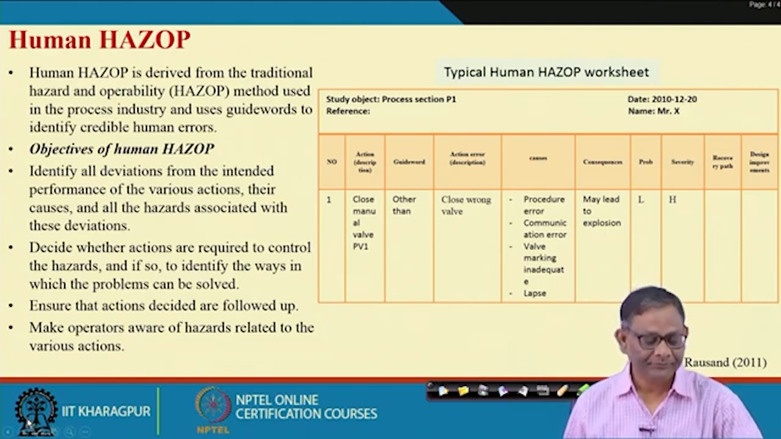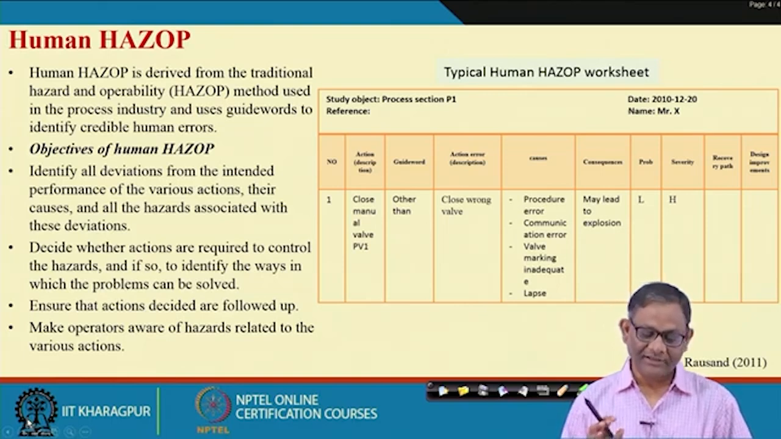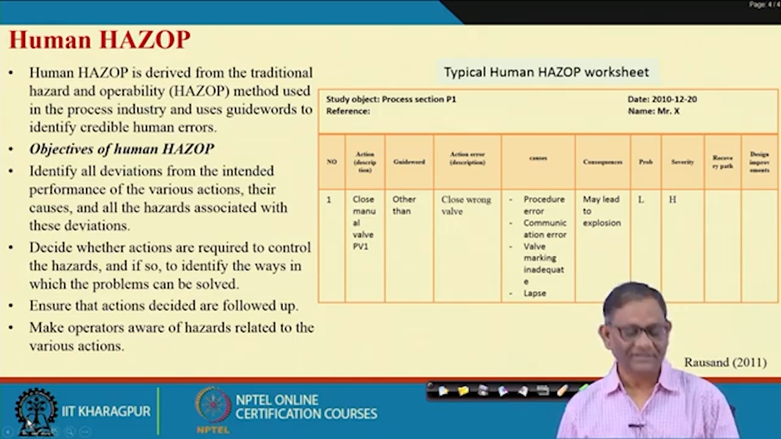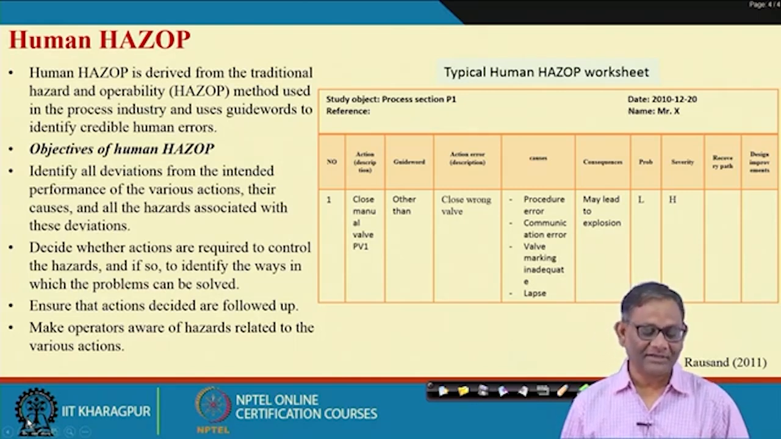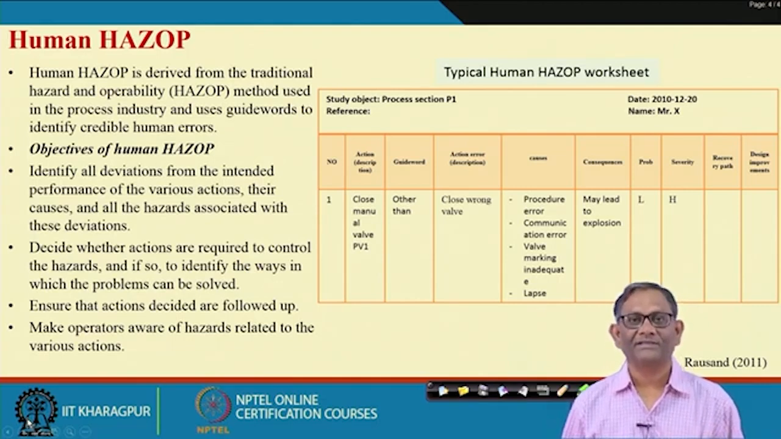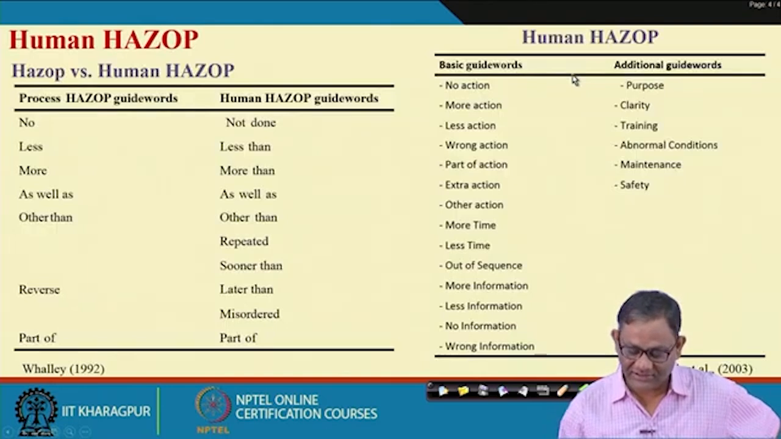recommendation for improvement. Now in human HAZOP, in the same way, you have to know the elemental task, meaning the task which does not need to be redescribed further. So, at the bottom level task, at every bottom level task, you find out what guide words are applicable for that task, and then find out the deviation that can take place, the causes of the deviation, the consequences of those deviations, and how the deviations can be removed. So, this is the worksheet.